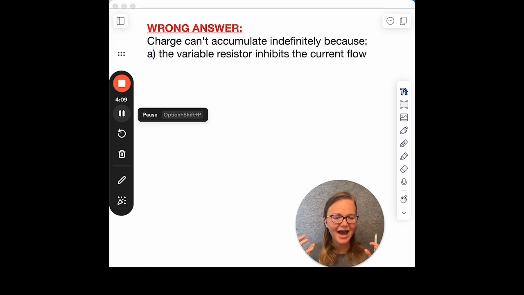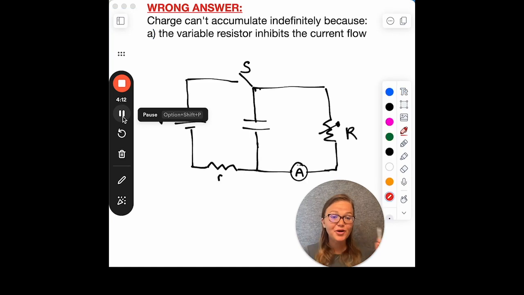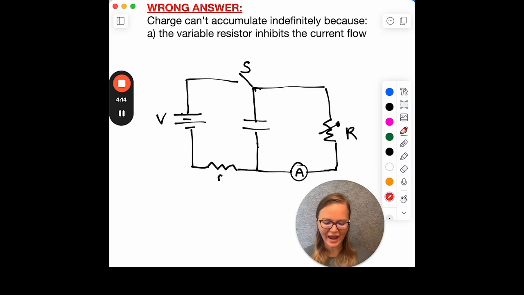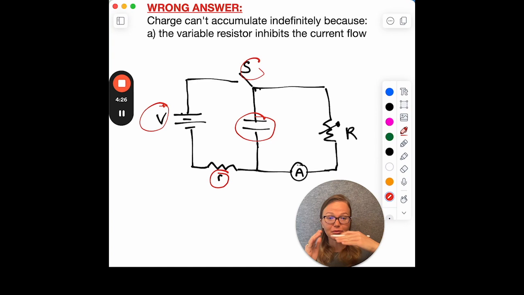So let's take a look at our circuit diagram that we have here. What are all of our circuit components here? Well, we have our battery, it's providing the voltage to our circuit. We have our fixed resistor, our little r here. We have our capacitor over here. We have a switch that can be switched on or off to complete the circuit or to leave the circuit incomplete. And we have our variable resistor over here. And then this A here, remember, is just an ammeter. The current flows through it and measures how much current is in our circuit.